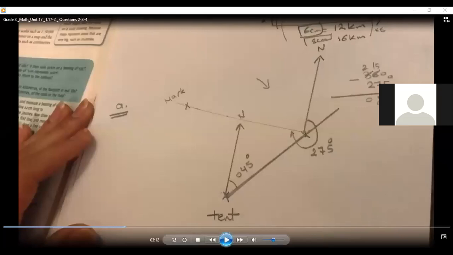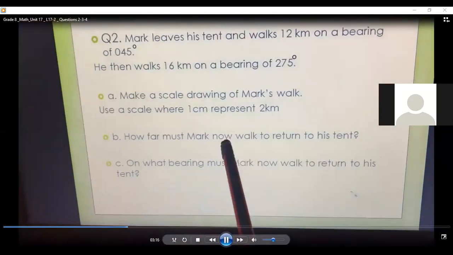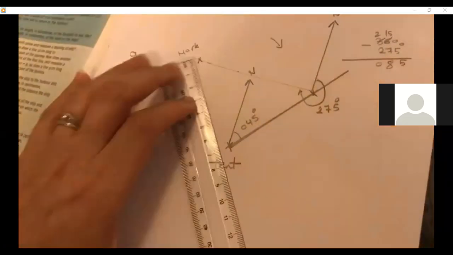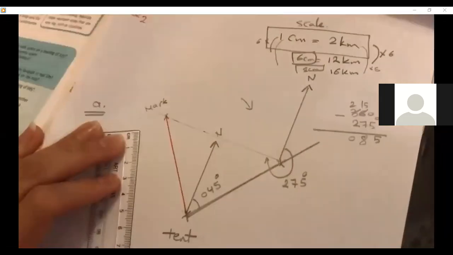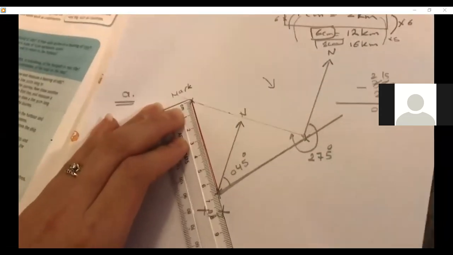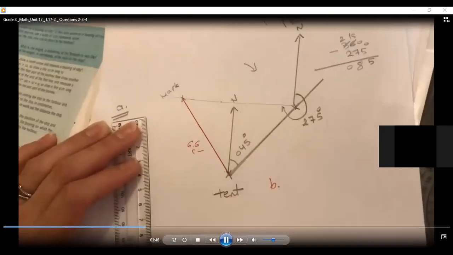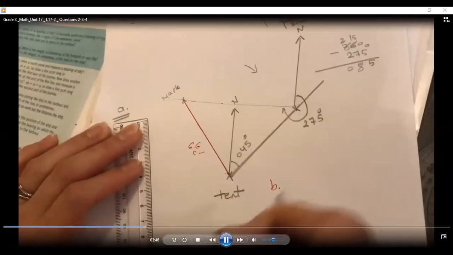So let's go to the second part. How far must Mark now walk to return to his camp? So if I were at Mark's place, directly I will go from my place to the tent. So I'm going in this direction. How much is that? Let's measure it accurately. So how much? Let's go exactly. Yes, it's about 6.6. So this is about 6.6 centimeters. Let's go back to our scale, part B. 6.6 centimeters.